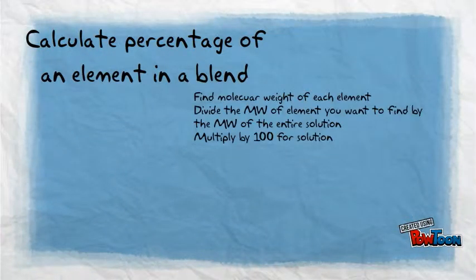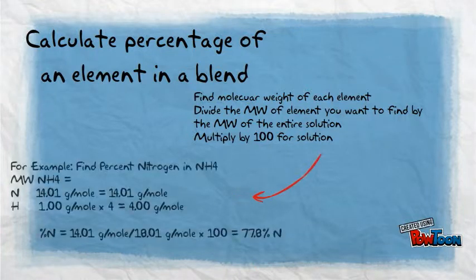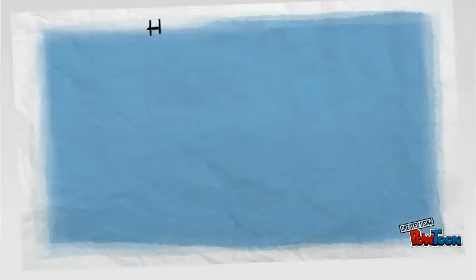Calculate percentage of an element in a blend. First, find the molecular weight of each element, then divide the molecular weight of the element by the entire solution molecular weight. Multiply by 100, and there's your solution. This is an example of one we've done in class.